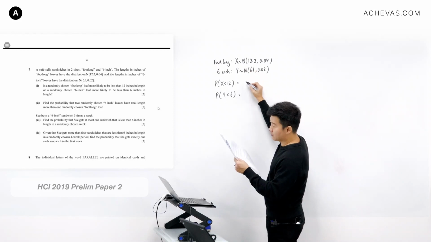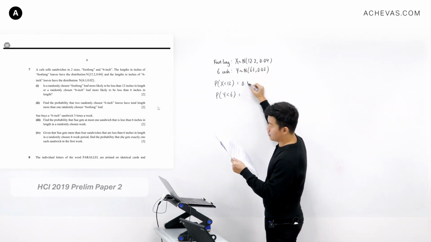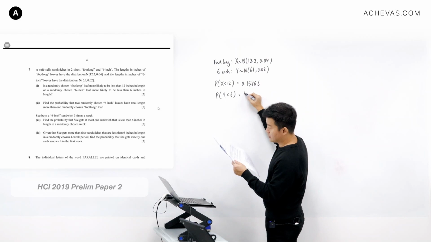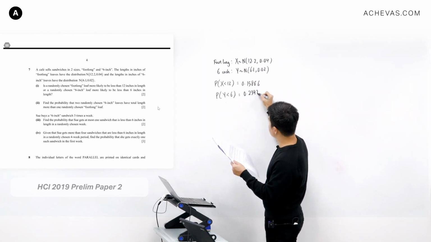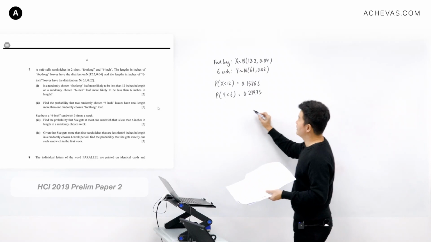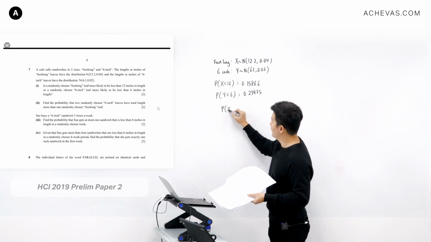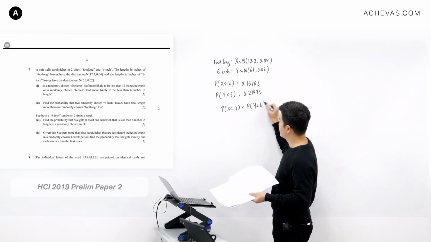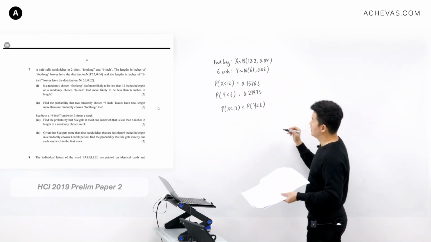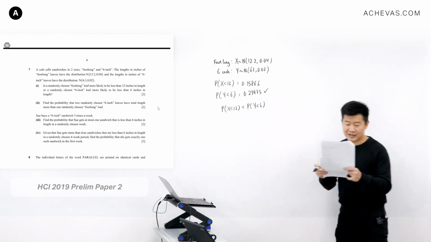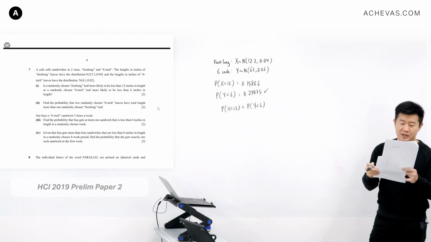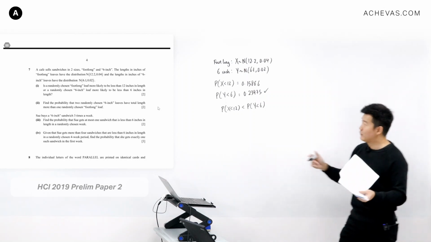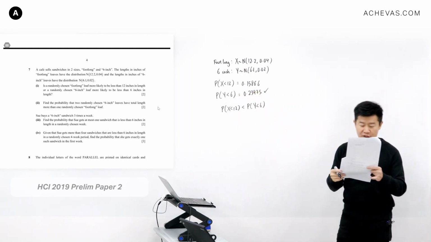Anyway, this I'm going to just press in the calculator. This I'm going to be getting 0.158666. This I'm going to be getting 0.23975. So looking at this, I can tell that the probability of X less than 12 is less than the probability that Y is less than 6. So which one is more likely? This one is more likely. It is more likely for a 6-inch loaf to be less than 6 inches than for a foot-long loaf to be less than 12 inches.